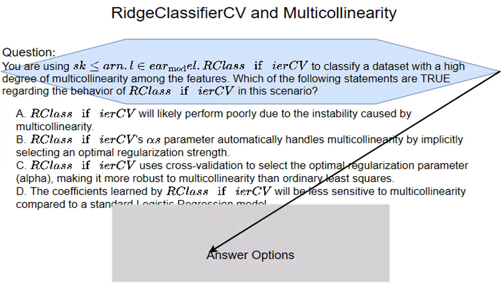This option suggests that RidgeClassifierCV will do poorly because of multicollinearity. However, that is incorrect because RidgeClassifierCV is specifically designed to handle multicollinearity more effectively than standard linear models due to its use of regularization and cross-validation. This simply indicates that the preceding options are the possible answers to the main question. It doesn't require further explanation.